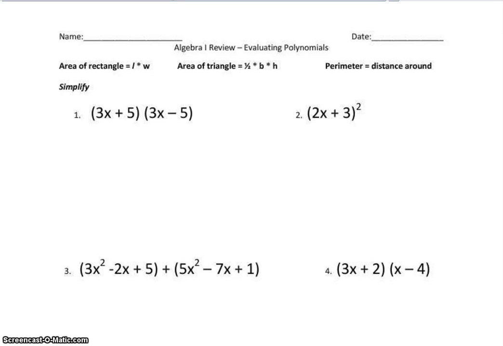This is for Algebra 1. It is a review for polynomials. A couple of things that we don't really talk about a lot, but that show up occasionally, are the formulas for the area of a rectangle, which is length times width. Area of a triangle, which is 1/2 times base times height, or you may have learned it as base times height divided by 2, same thing. And perimeter is the distance around, which is where you add all sides.